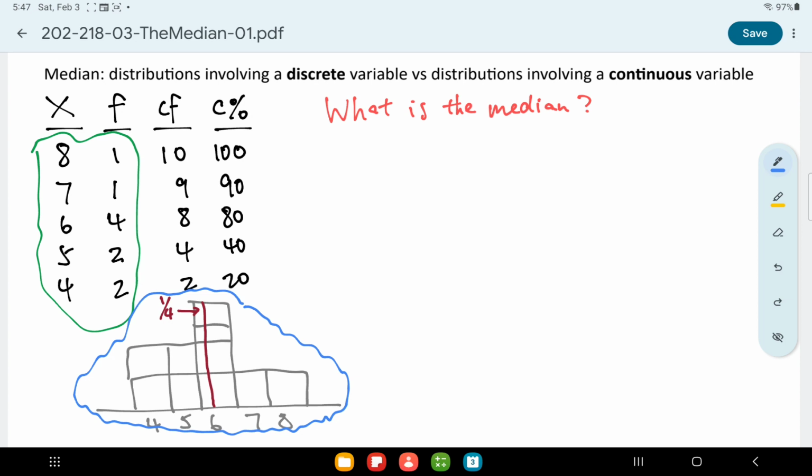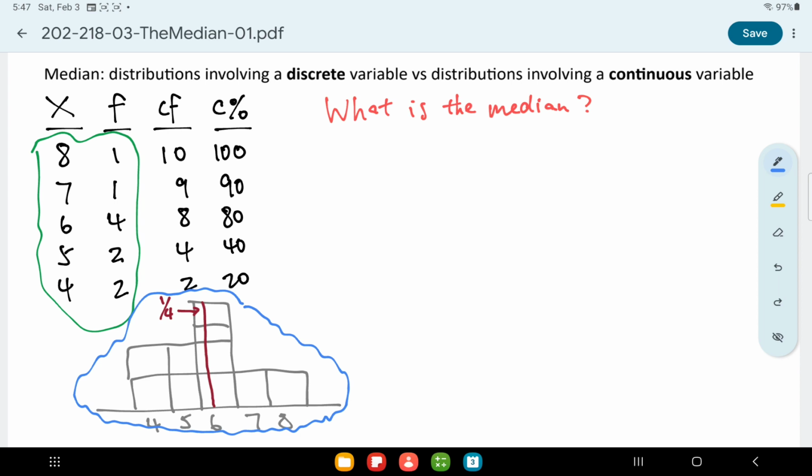Welcome back. In this tutorial, we're showing you how to use a different method to figure out the median of a distribution involving a continuous variable. We're going to use the same distribution as we've demonstrated before. In the last tutorial, we constructed a histogram and explained how to figure out the median by considering the midpoint of the histogram, splitting it into two equal halves in terms of the area of the squares.